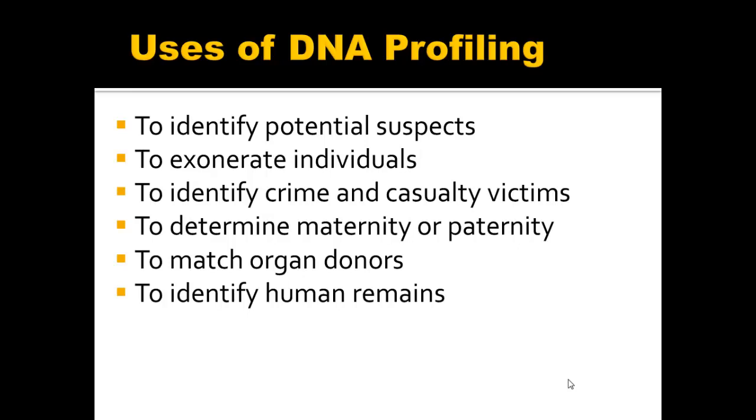Here are some uses for using DNA. It sometimes is called DNA profiling. We'll use them to identify suspects, to exonerate somebody like the Innocence Project does, to identify victims, to determine maternity or paternity, who's the baby daddy, to deal with organ donation. There are some parts of DNA that help make organ donation a better match. And any other kind of human remains, not necessarily part of a crime or anything.